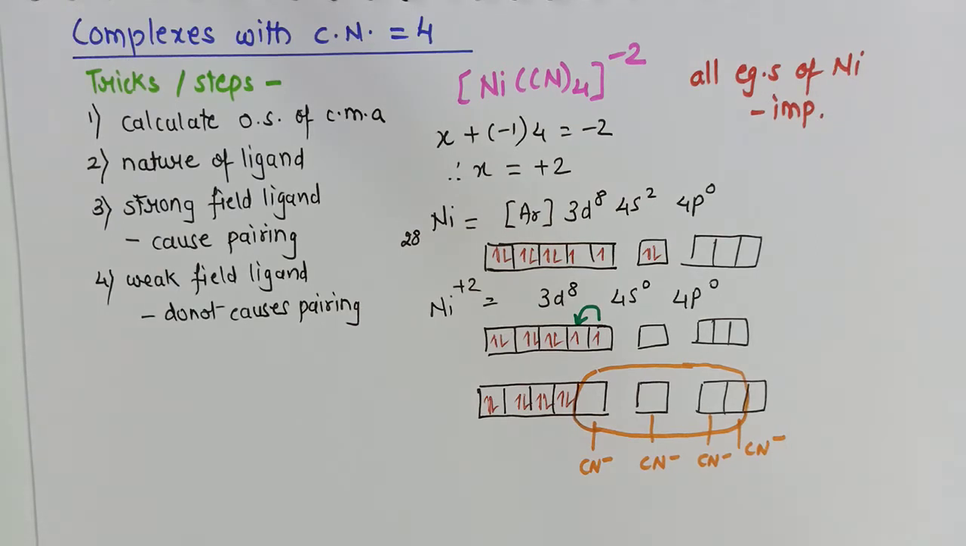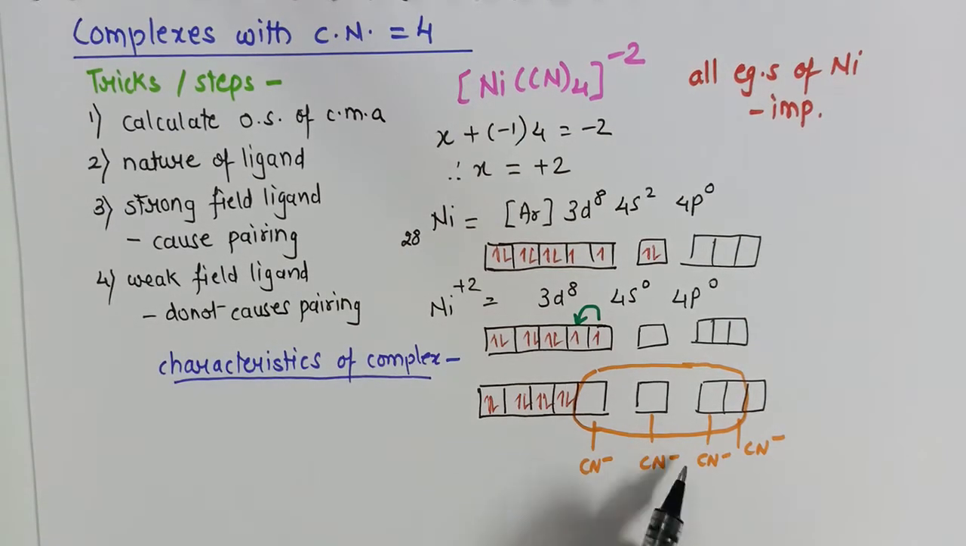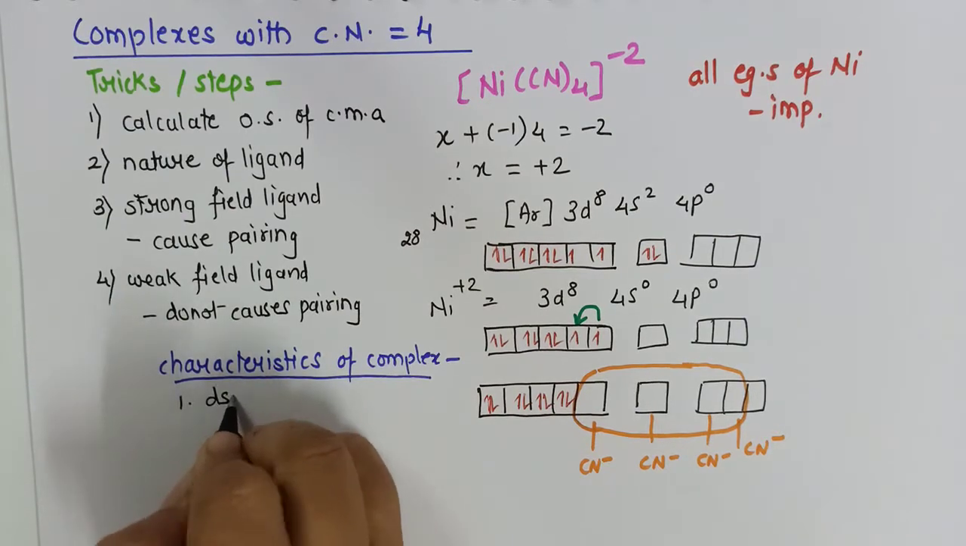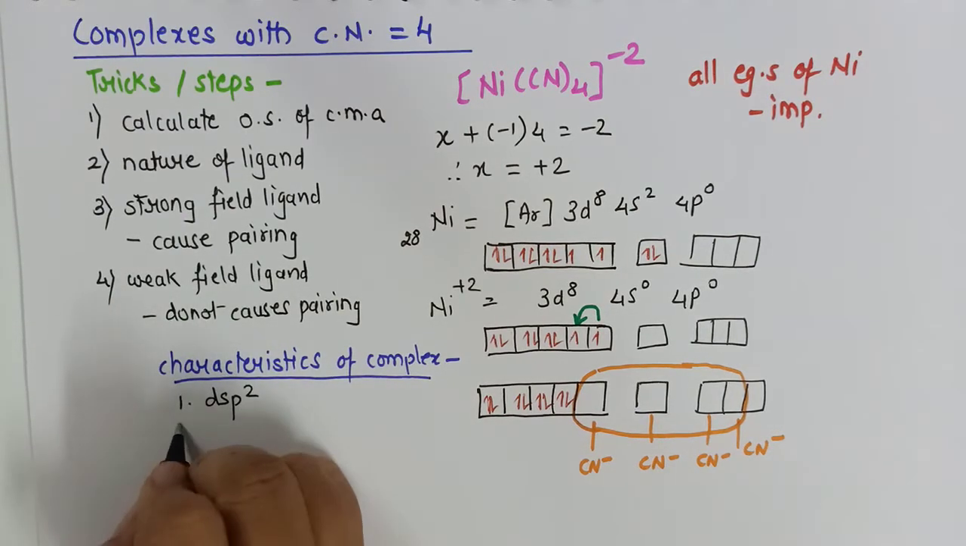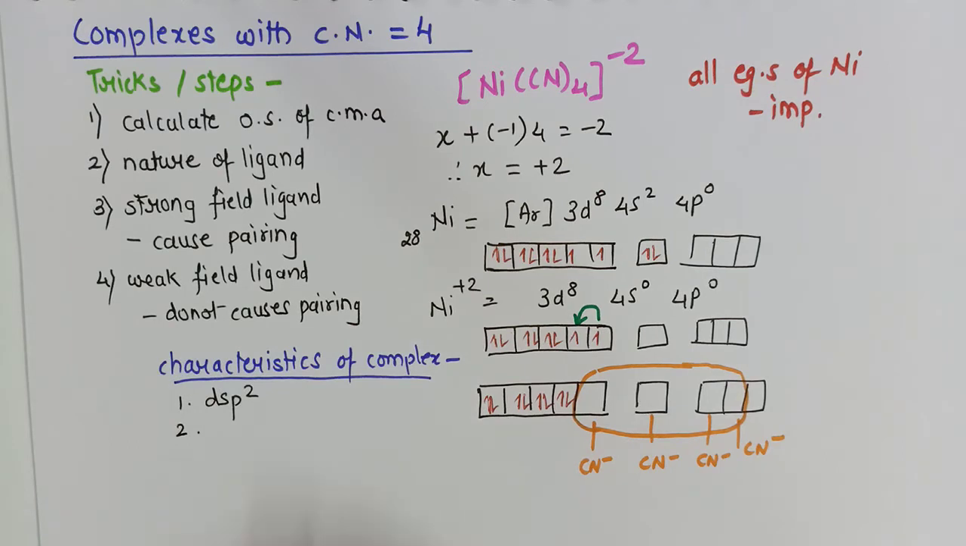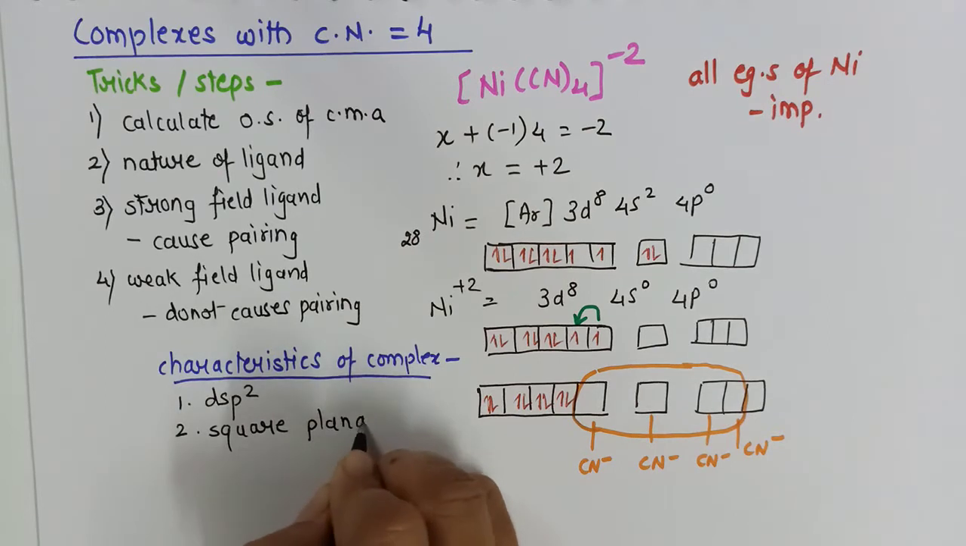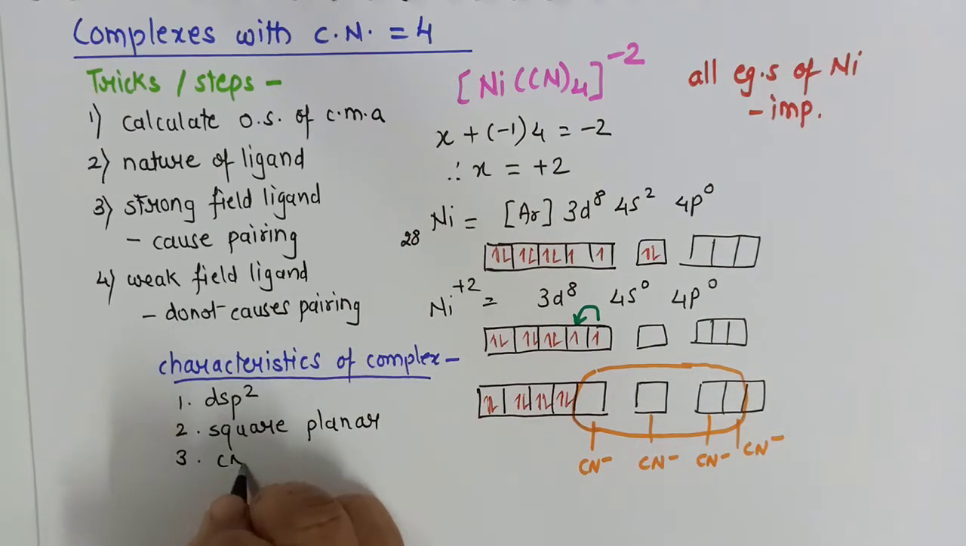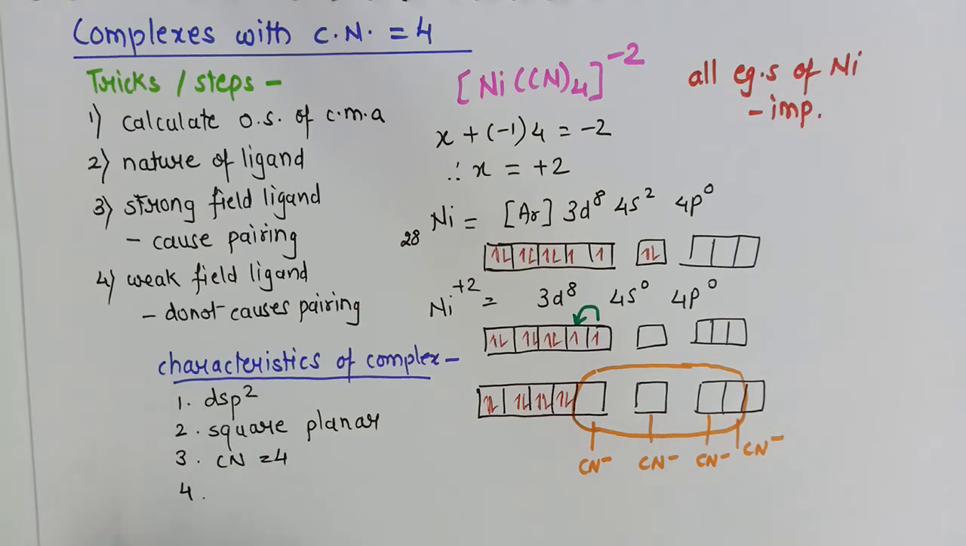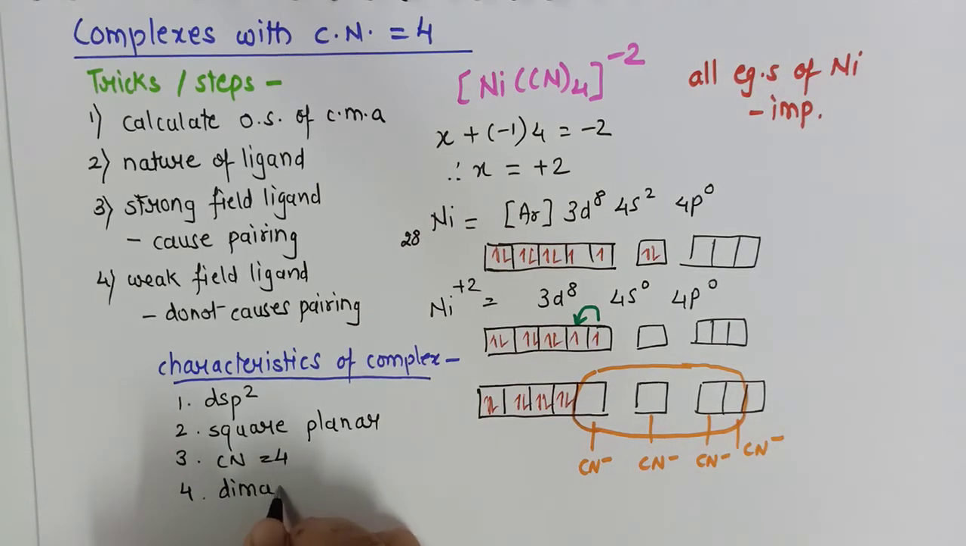So what are the characteristics of this complex? The first one, it has shown dsp2 hybridization. Second, since it's a dsp2 hybridization, we know its structure is square planar. Third, it shows coordination number 4. And since there is no unpaired electron left, it is diamagnetic in nature. This is how valence bond theory helps us to predict the magnetic nature of the complex.